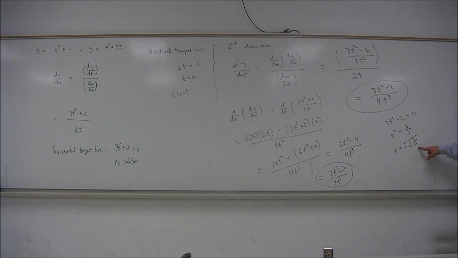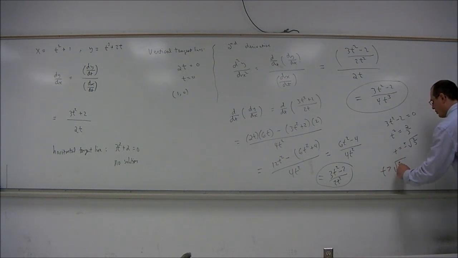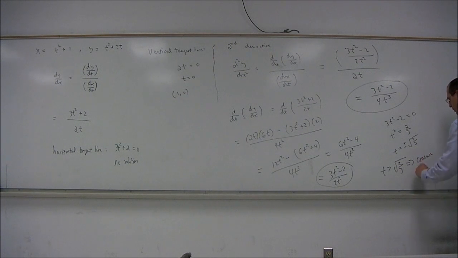So if t is bigger than the square root of 2/3, then this quantity on the top is positive and the quantity on the bottom is also positive. So if t is bigger than the square root of 2/3, that means that the curve is concave up. Just as an example of the application of this formula.